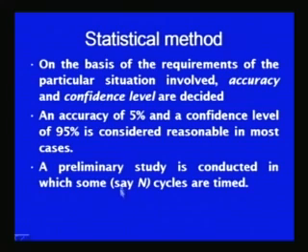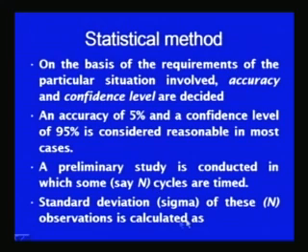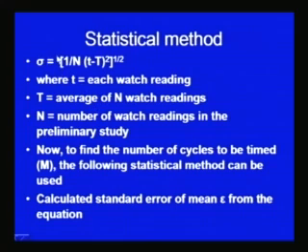For determining the number of observations to be carried out for timing each element, preliminary studies are conducted in this method, say for n number of cycles, and then the standard deviation of the time values is calculated. After determining the standard deviation sigma from the timed values, where small t represents each watch reading, capital T represents the average of the n watch readings, and n is the number of watch readings in the preliminary study, the standard deviation sigma in the data is calculated.